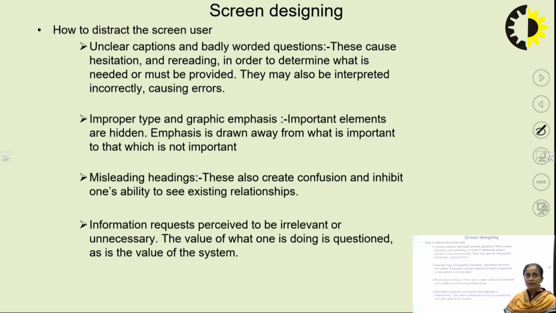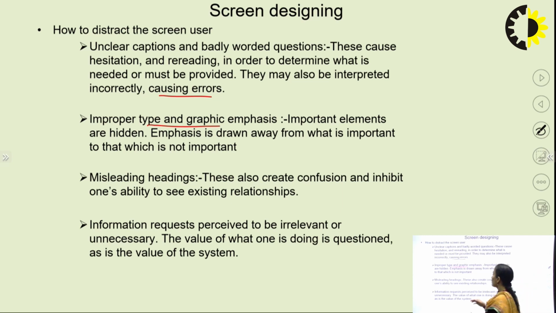Starting with screen designing, that is, how we distract the screen user. Unclear captions or badly worded questions that cause hesitation in reading should be avoided, and they may also be interpreted incorrectly, causing errors. Improper type and graphic emphasis means important elements are hidden and emphasis is drawn away from what is important. If too many things are written on the screen, what is important gets left behind.